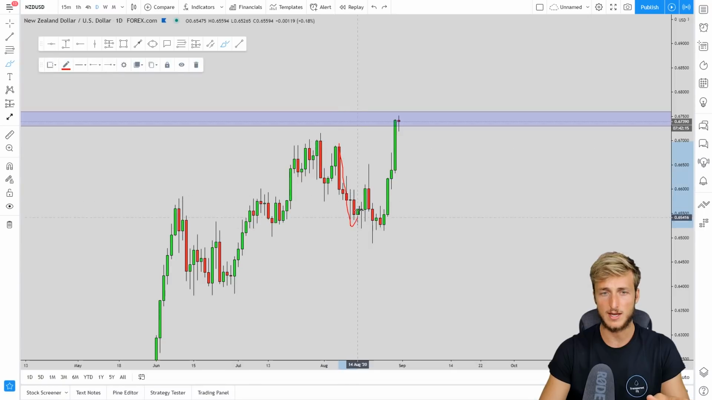On the daily, the market has created this overextended W formation, which is a bearish pattern, which is currently testing the supply from a weekly perspective.